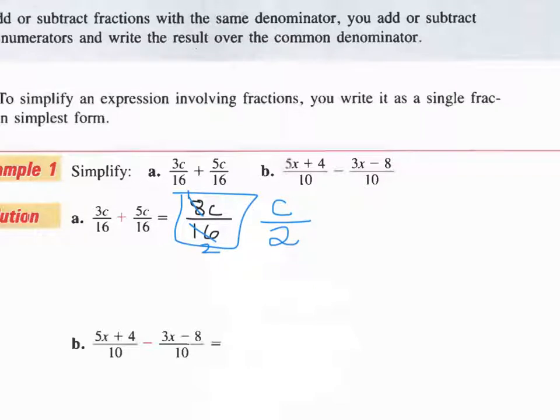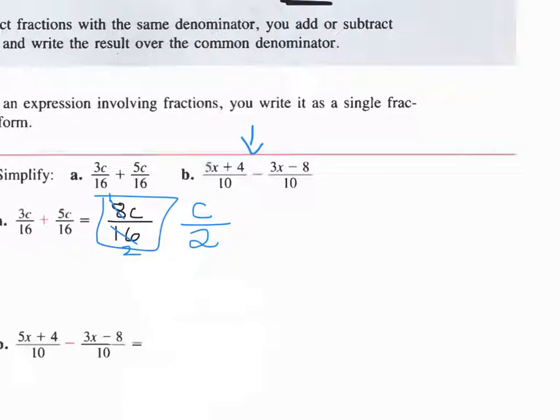For part B, now this one's a little tricky. You need to be careful. Just like before when we subtracted the polynomials, remember we did a keep, change, flip or a stay, change, change. This subtraction sign needs to distribute to each one of the terms in the second fraction. So what I'm going to do here is keep my first fraction the same. I'm going to change this subtraction sign to an addition sign, and then I'm going to change each one of these numerator signs to the opposite.